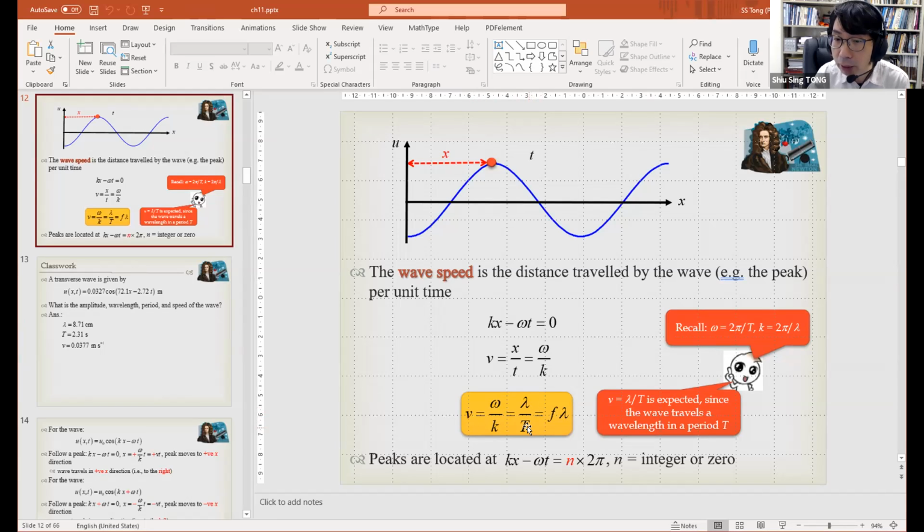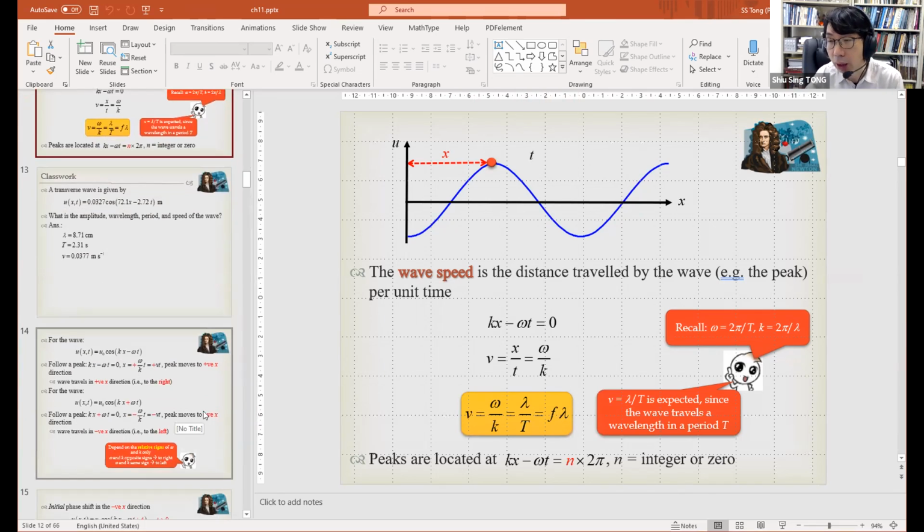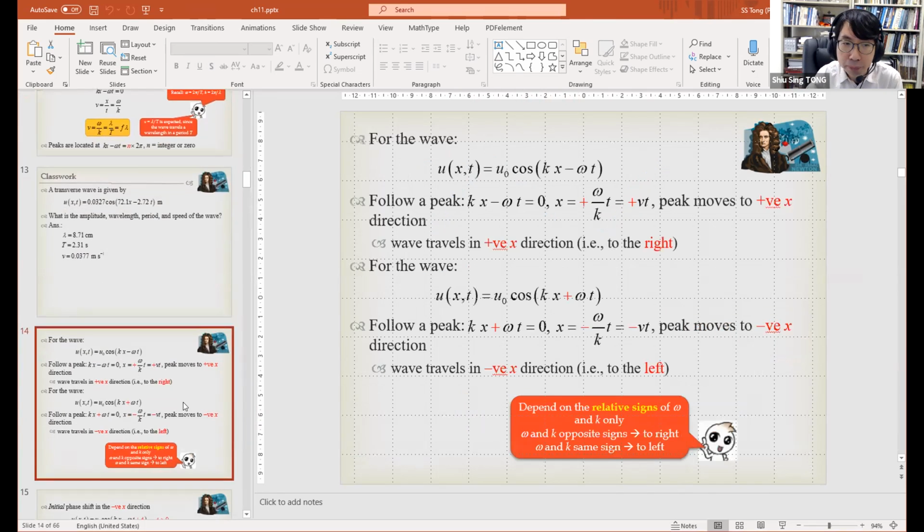And if I write the frequency f as 1 over the period, then this expression is just the familiar expression you learned in high school: the velocity of the wave being equal to the frequency multiplied by the wavelength. So these are the standard things we have learned in the last lesson.